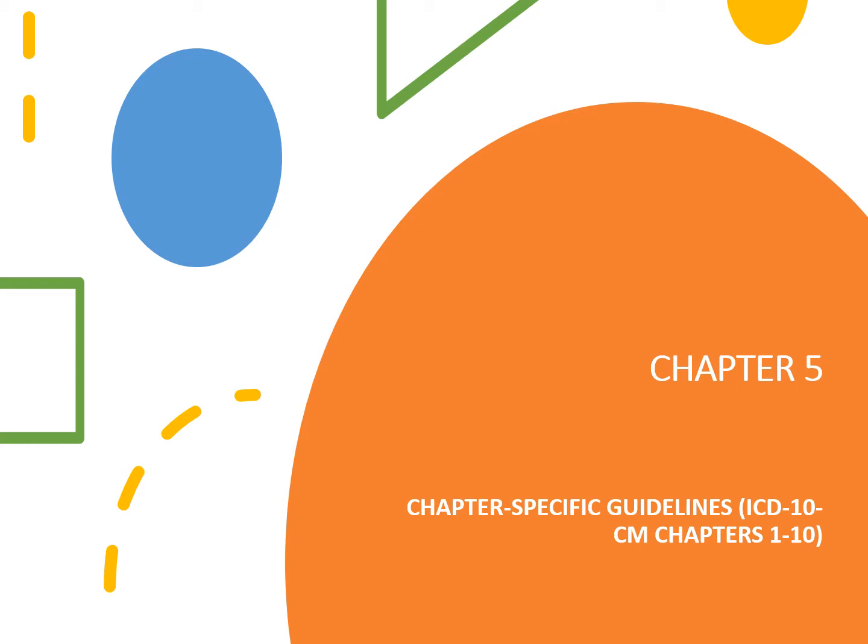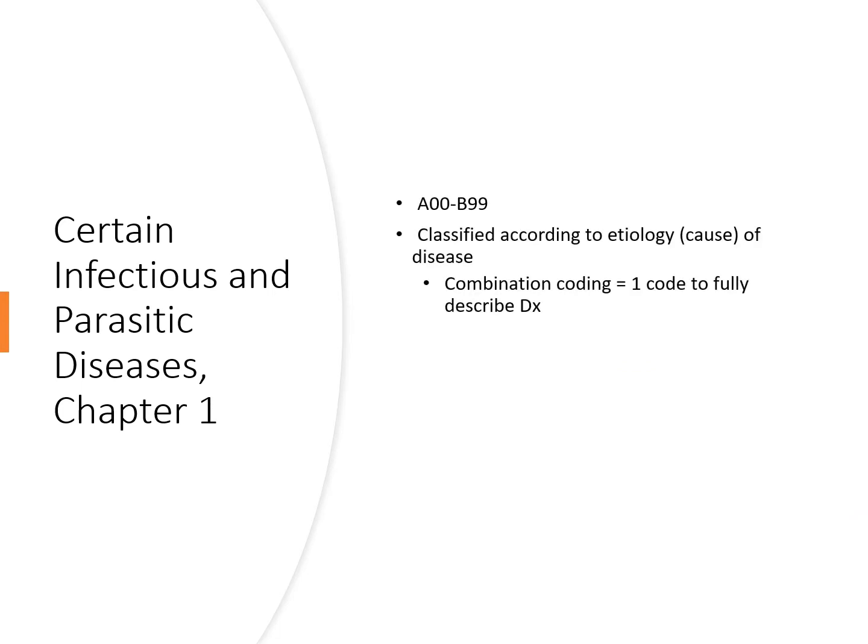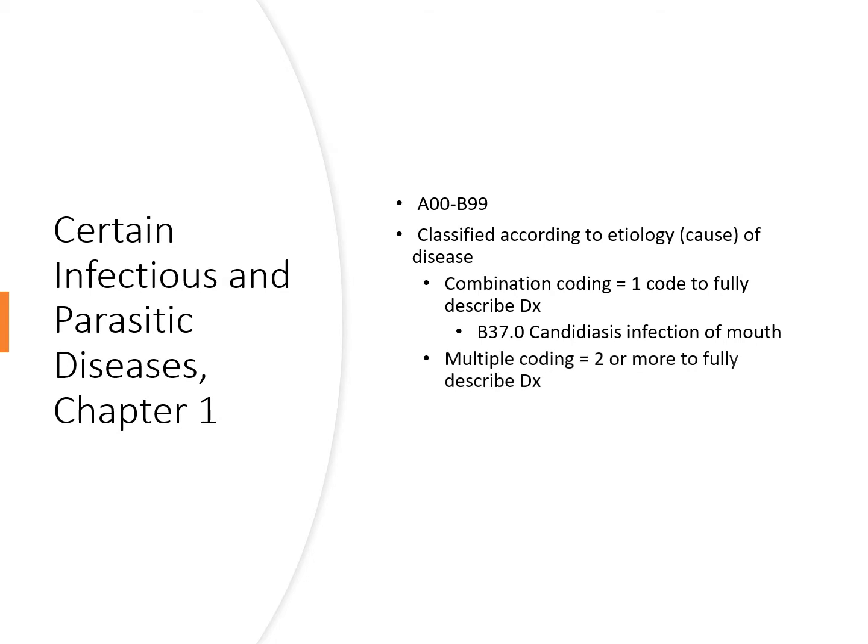Step-by-step, chapter 5 deals with specific guidelines for chapters 1 through 10 in the ICD-10. So chapter 1 deals with infectious and parasitic diseases, and these diseases are classified according to the cause of disease. And we do have some combination codes, which is one code to fully describe more than one diagnosis. B37.0, candidiasis, infection of the mouth, is an example.